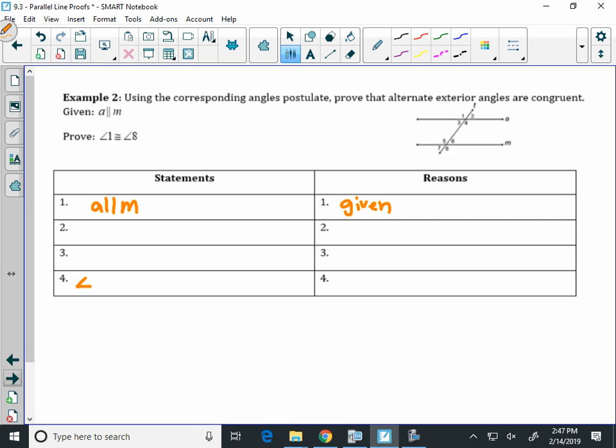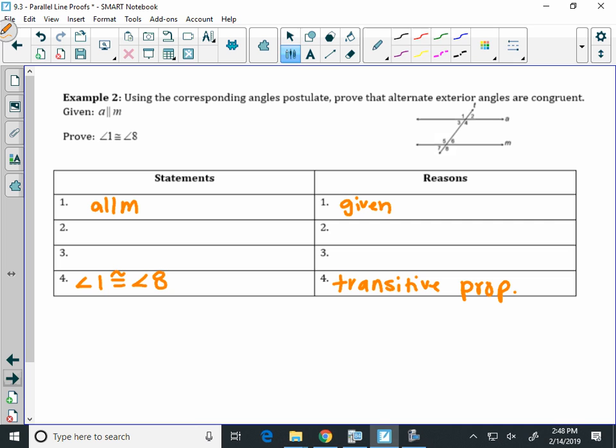Your last statement in this is what we're trying to prove. So angle 1 is congruent to angle 8. And with these parallel line proofs, and only parallel line proofs, another freebie is that our last reason is going to be transitive property. Every time. So we can go ahead and fill that in.